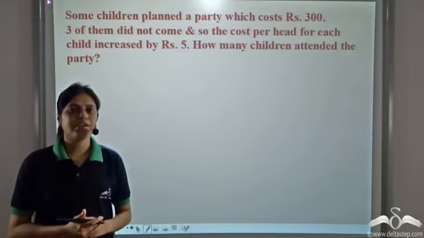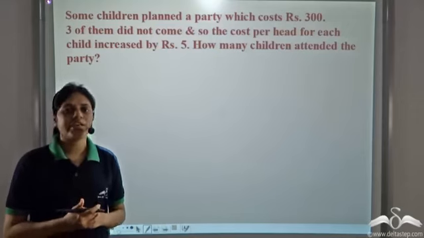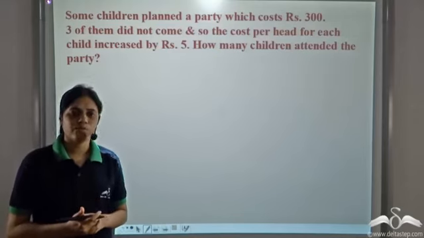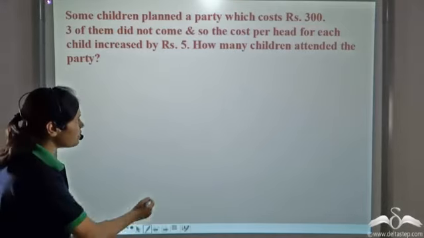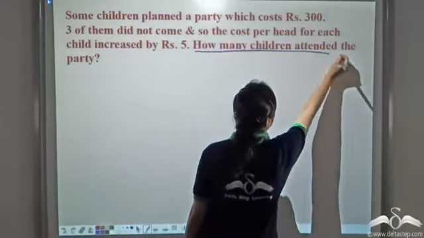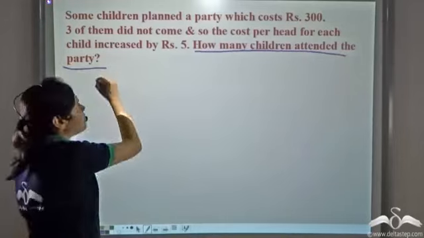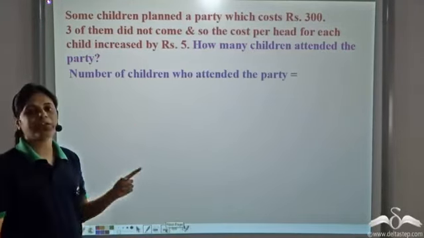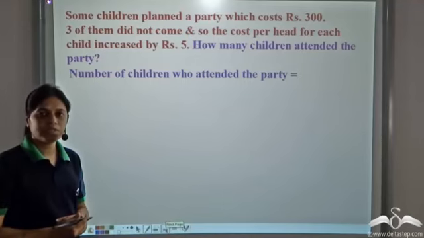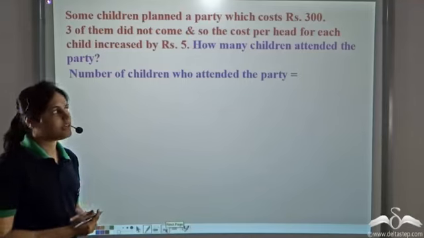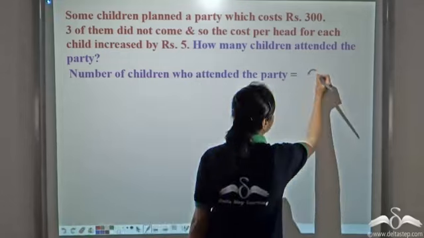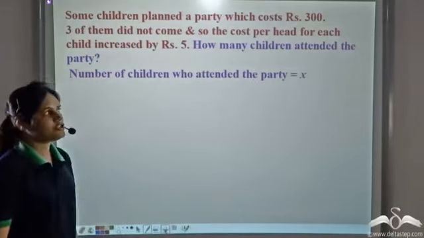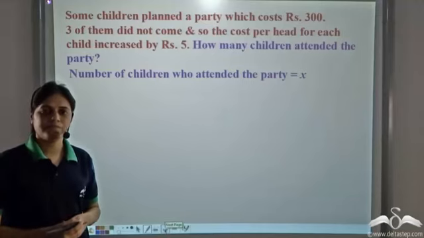So the first thing is to determine what exactly do we need to find out and what is the unknown. So in this case, we need to find how many children attended the party. So the number of children who attended the party is the unknown here. Let us denote this unknown by a variable x. So x is the number of children who attended the party.